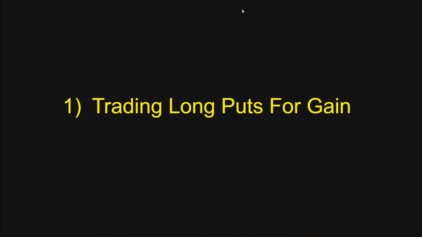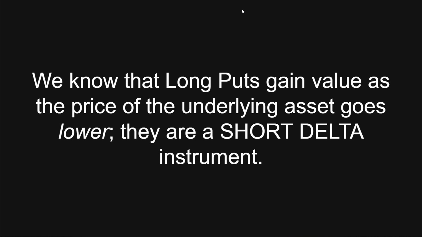Let's start off by covering long put options for gain, which is really what most people associate put options with, as insurance or making money to the downside. So we know that long put options gain value as the price of the underlying asset goes lower. So this is why they're a short delta instrument. I'd like to start introducing that terminology to you because this is how professional option traders speak. They talk in terms of delta and theta and gamma, things like that.